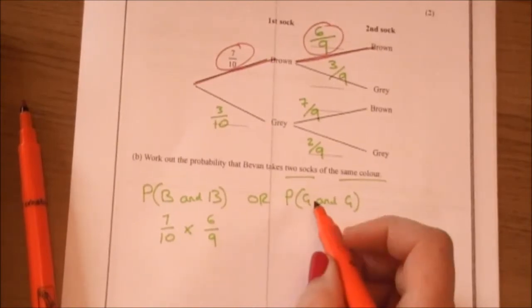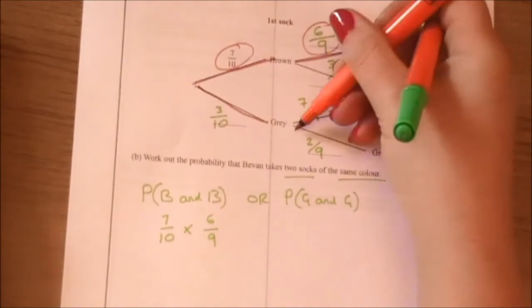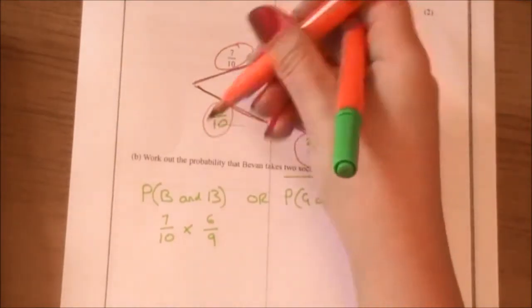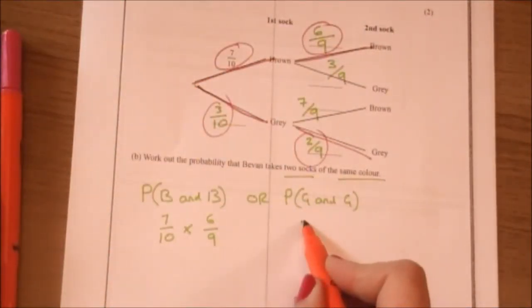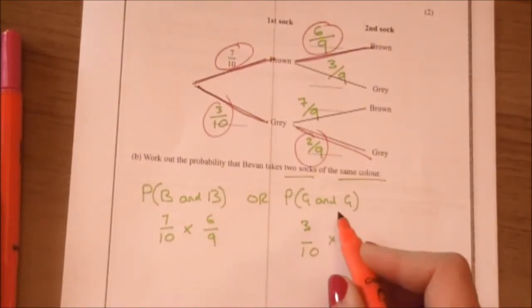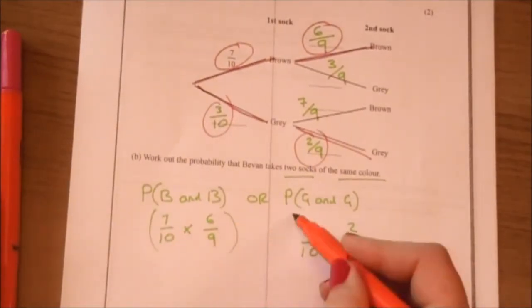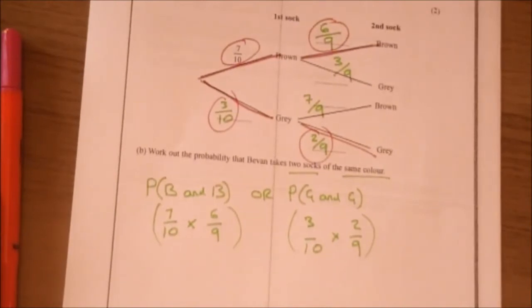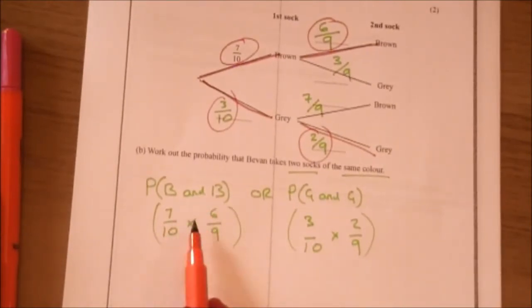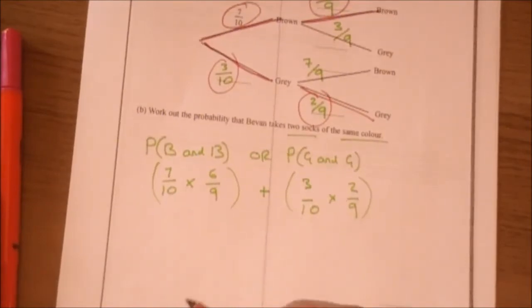Now let's look at what else I'd be happy with. I'd be happy with grey and grey. So that's those 2. So that's going to be 3 over 10 and 2 over 9. So they're the 2 situations I'd be happy in. Now if I'd be happy there, or I'd also be happy if that happened, I need to add them together. This is because I'm increasing the probability that I'm going to come out happy.